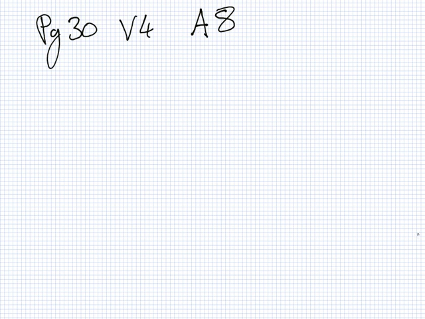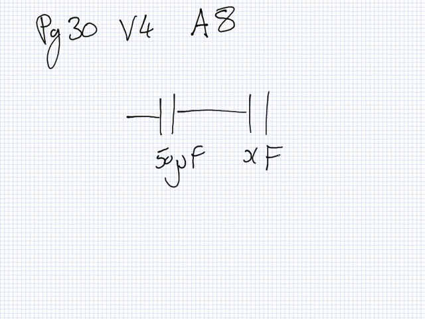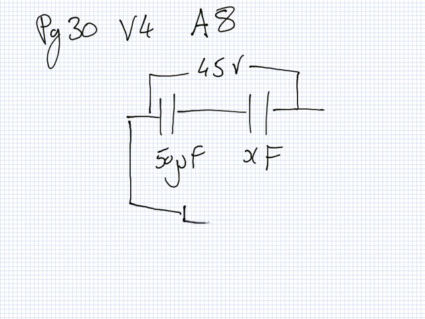A 50 microfarad capacitor is connected in series to a second capacitor of unknown value, 50 micro, X farads. The series is then charged by using 45 volts. So this is 45 volts at the beginning, and then this is discharged through a 10 mega ohm resistor. The potential difference across the resistor falls from 45 to 30 in 2 minutes.